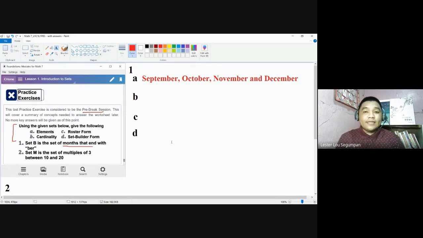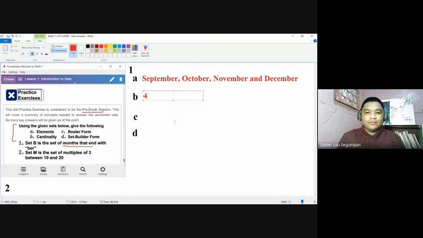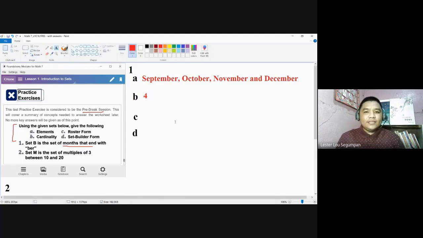Cardinality of the set is considered to be the number of elements in the given set. Again, in number 1 is a set of months that end with BER. And we already have here the elements. We just simply need to count how many are they. So we have September, October, November, and December. So we have 4. That would mean that the cardinality of set B is 4. This is just the process in determining the elements and the cardinality of the set.